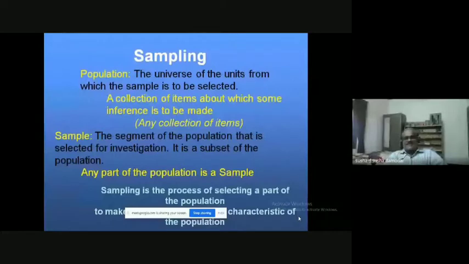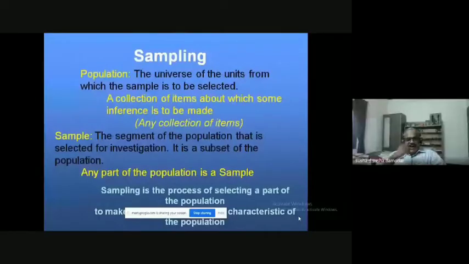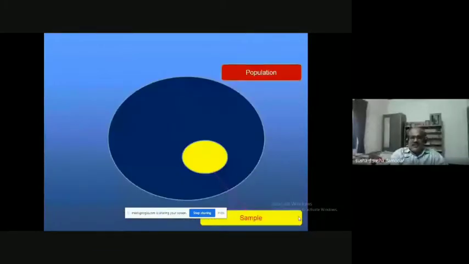The universe of the units from which the sample is to be selected. All the units, all the members under study relating to a topic constitute population. And sample is the segment of the population that is selected for investigation. So sample is a part of the population. Sampling is basically the process of selection of the respondents from the population, and we try to generalize the features of the population through sample study. So two very important terms, population and sample. See, this is the population and this is a sample. So sample is a part of the population.